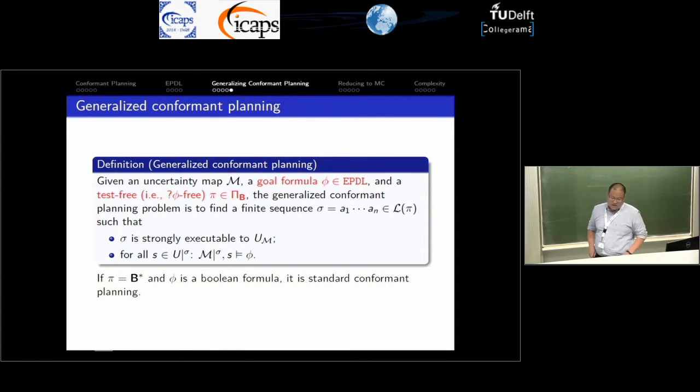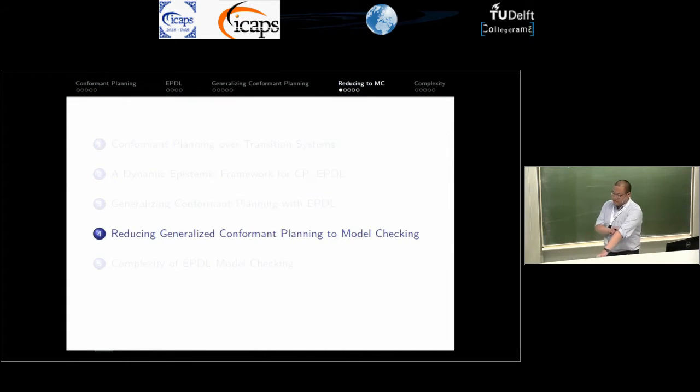Yeah. So with this, we can generalize standard conformant planning. We can have a goal formula. This goal formula is any formula from this logical framework. And we need a solution sigma, which is an action sequence from pi, where pi is a regular expression. So the regular expression can express some constraints on the form of the plan. Yeah. So we use this logical framework to generalize standard conformant planning. And we do more.